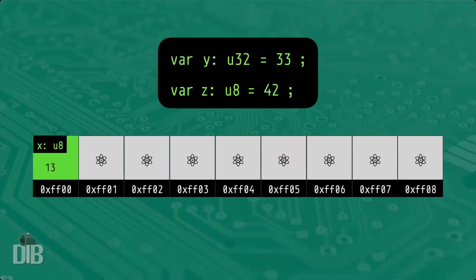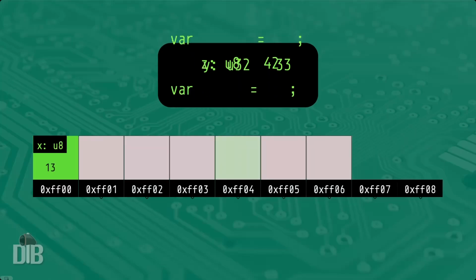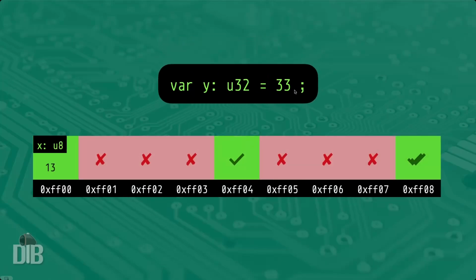Now we're going to move on to our variable y, which is a u32. If we divide 32 by 8, we're going to get 4. So this tells us that a u32 is going to have a natural alignment of 4. So its base address has to be on a 4-byte boundary. And what does that mean? Well, let's say that we're starting at 0. It's going to be 0, 4, 8, 12, 16, 20, and so on.